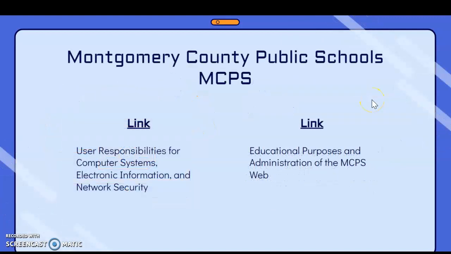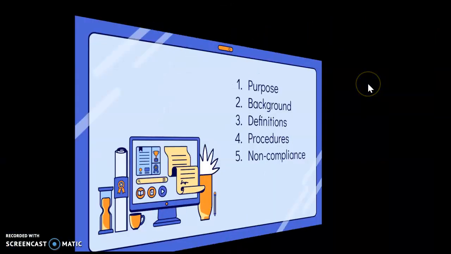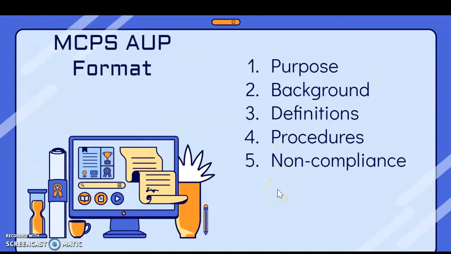Upon looking at the Montgomery County Public Schools website, I found two AUPs that are used in the district. The first one is in regards to user responsibilities for computer systems, electronic information, and network security. The next AUP is about educational purposes and administration of the MCPS web. The structure for both of these AUPs was the same. They both started out with a purpose, a background, definitions, procedures, and concluded with a non-compliance portion.